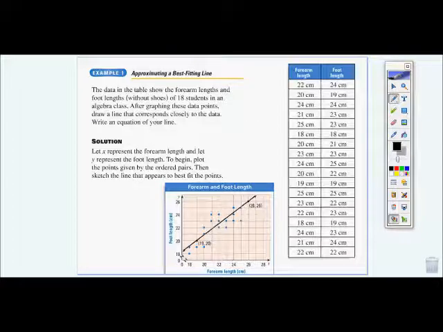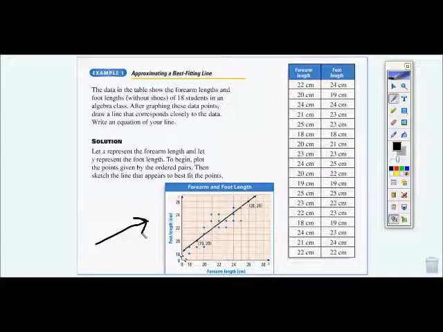So in example 1, the data in the table shows the forearm lengths and the foot lengths without shoes of 18 students in an algebra class. So just real life data here. And after graphing these points, you could go ahead and draw your best fitting line that would most closely fit the data. In drawing that line, as you can see below here on the graph, if we wanted to hit the most points, we're drawing a line as shown.